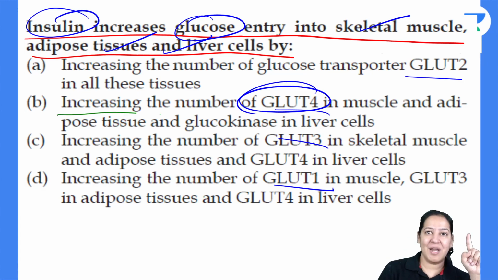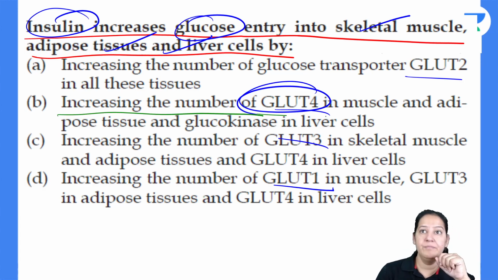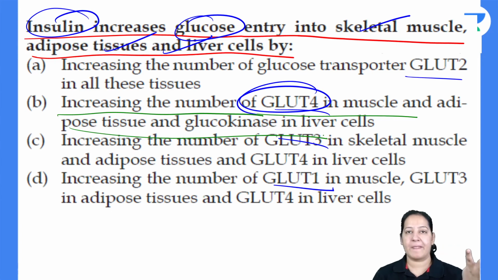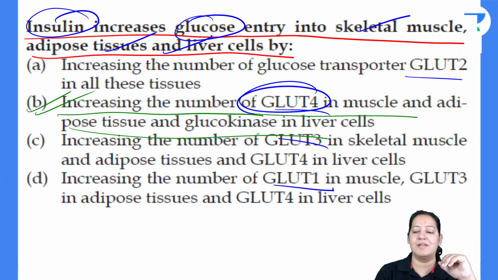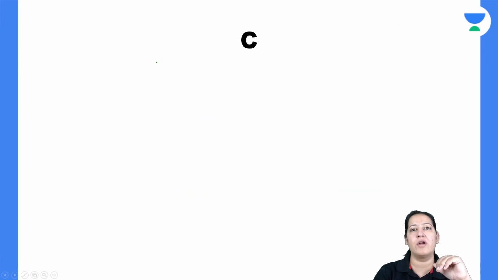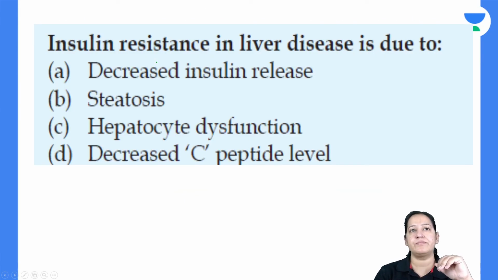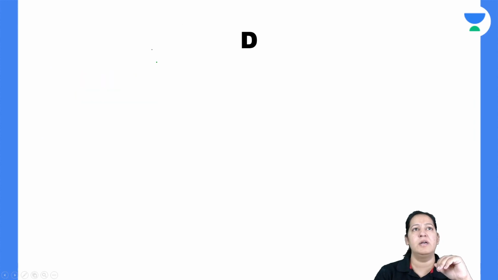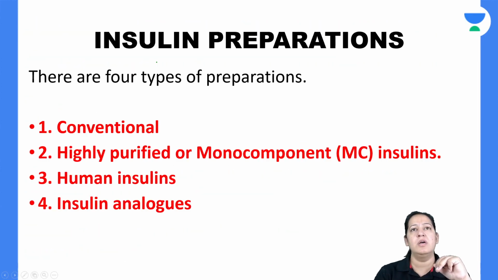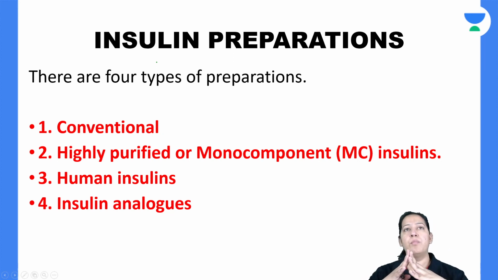So it is increasing the number of GLUT4 on the plasma membrane from the cytoplasmic vesicle. So the correct answer here is B. It is GLUT4. Have you got it? Let me move ahead. I'm leaving all these questions; there are many you can do by yourself.